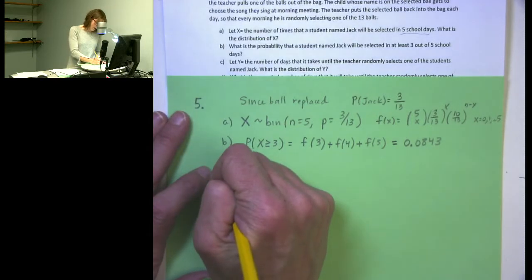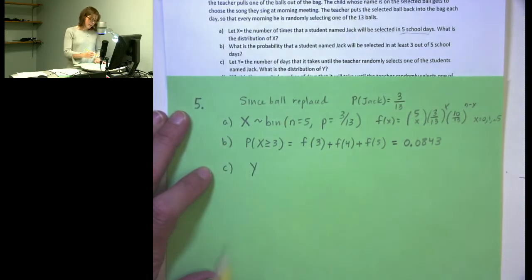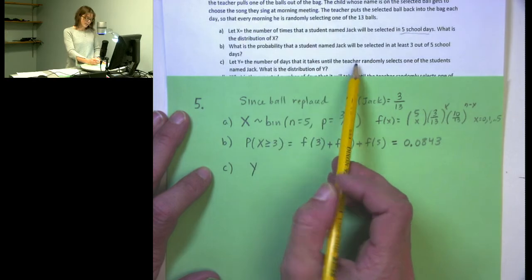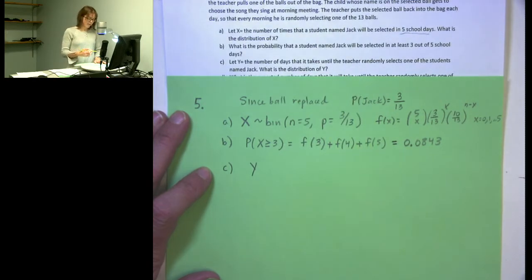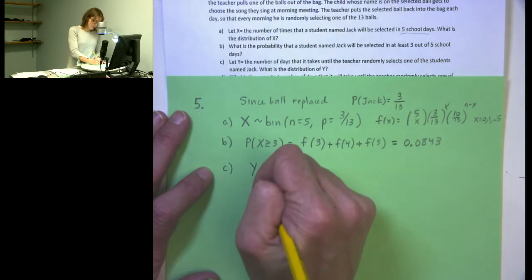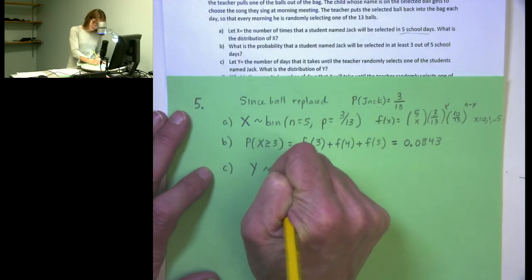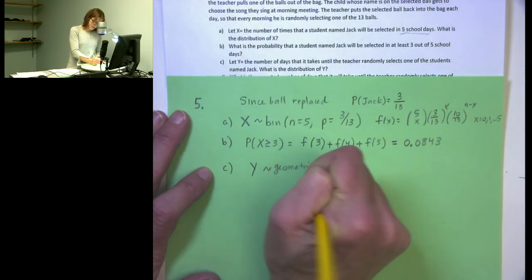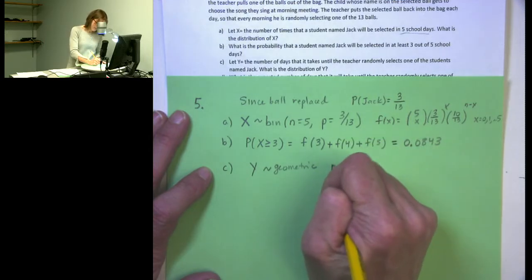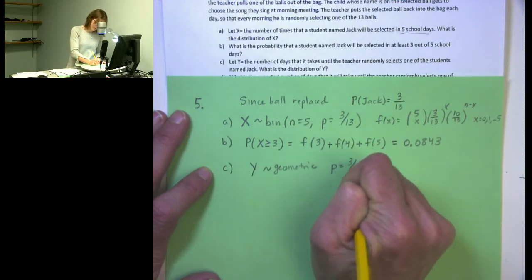If I let Y be the number of days until the teacher randomly selects one of the students named Jack, I want to know the distribution of Y. Remember that when I've got independent trials and a fixed probability of success each time, the number of trials until I get my first success, and here I'm considering choosing a Jack to be a success, has a geometric distribution. And with a geometric distribution, all I have to specify is p. Here, p is equal to 3 over 13.